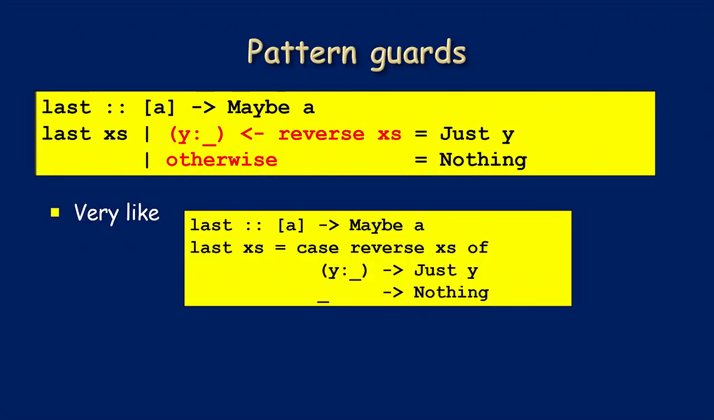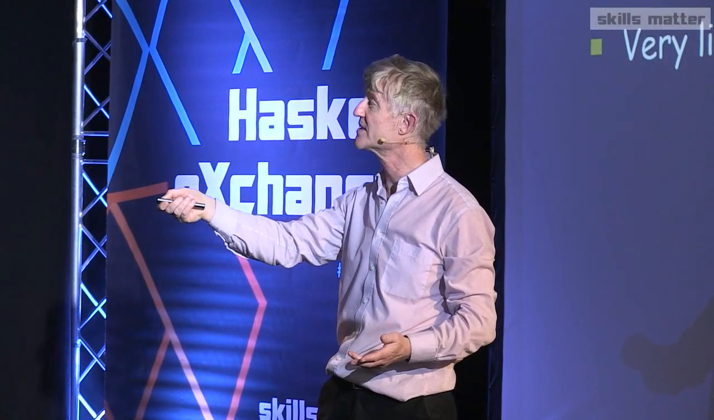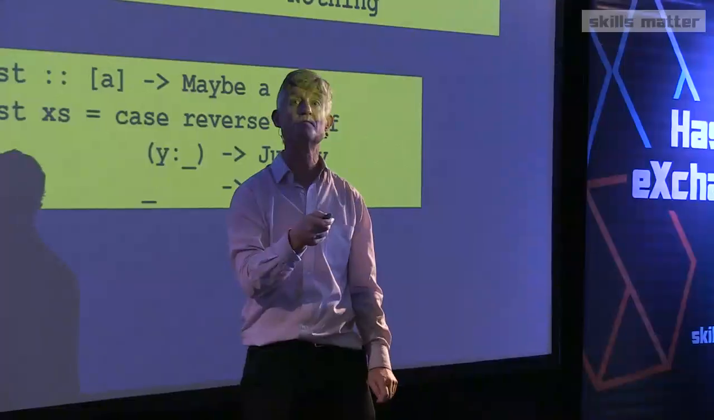So here, this says last of xs, where, oh, and this is a pattern match. This says call reverse of xs and pattern match the result against y cons blah. If that pattern match succeeds, return the right-hand side. Otherwise, fall through into the next guard, the next vertical bar thing. Does that make sense? Is that okay? Pattern guards, maybe you haven't all seen pattern guards. They're terribly useful. If you haven't seen them, this is your introduction. Fantastically helpful things. I use them a lot.